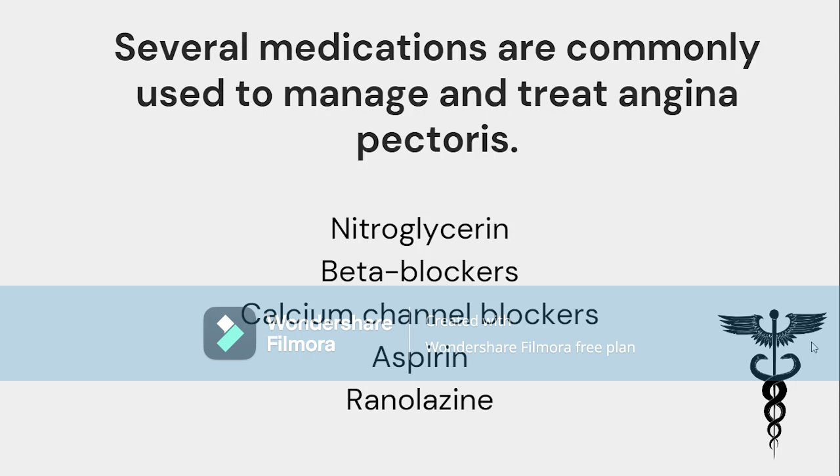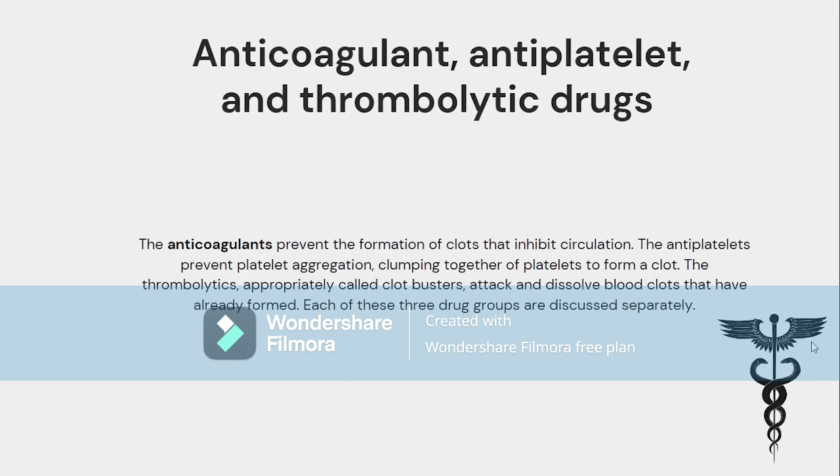Anticoagulant, antiplatelet, and thrombolytic drug side effects. The anticoagulants prevent the formation of clots that inhibit circulation. The antiplatelets prevent platelet aggregation, the clumping together of platelets to form a clot. The thrombolytics, appropriately called the clot busters, attack and dissolve blood clots that have already formed. Each of these three drug groups is discussed separately.